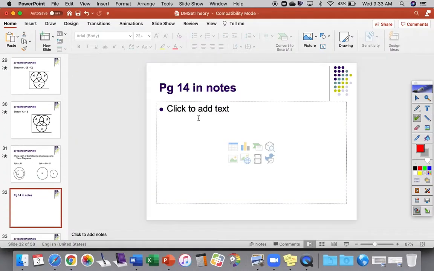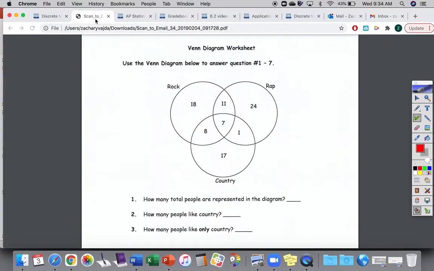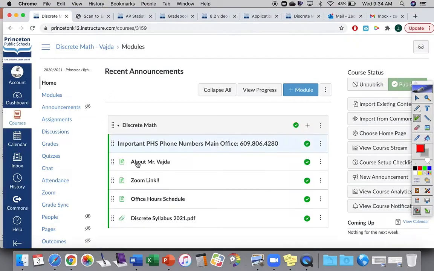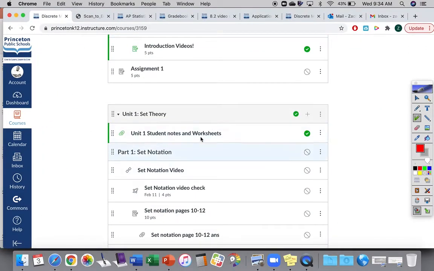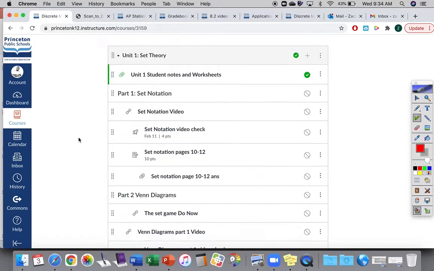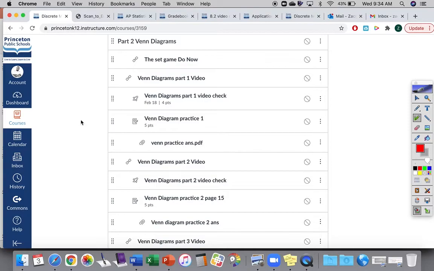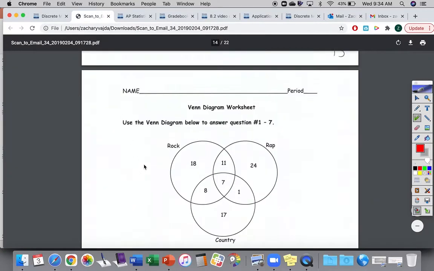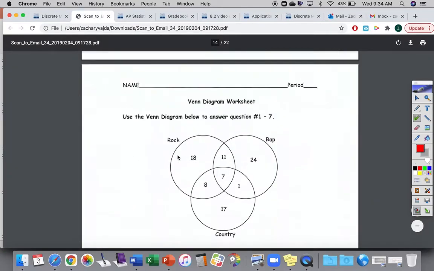What we're going to do now is we're going to flip to page 14. Okay, this will be the last part of the video. Remember, on our page, we like to use this notes packet and worksheets. This is page 14 in that packet. See, 13, 14, Venn diagram.